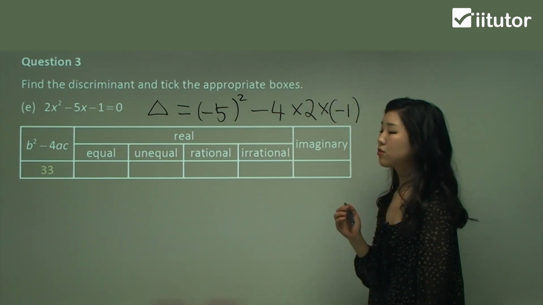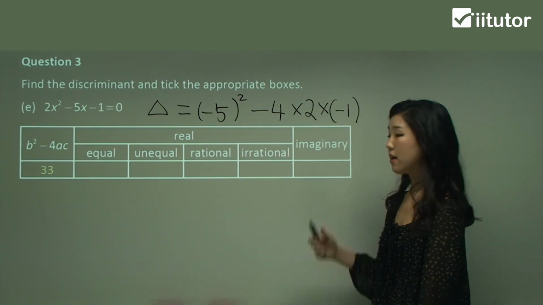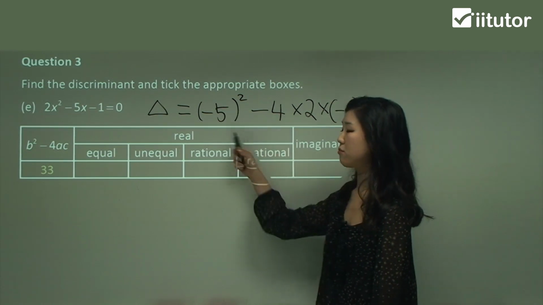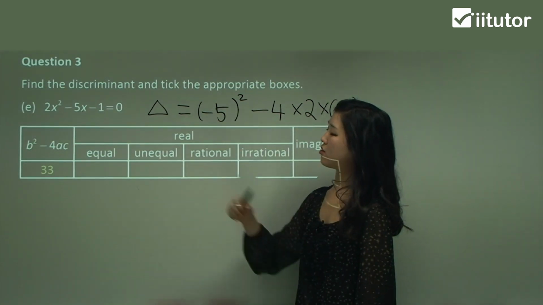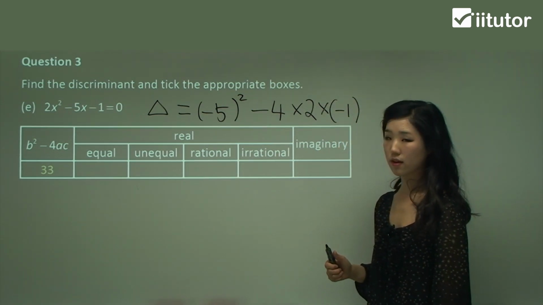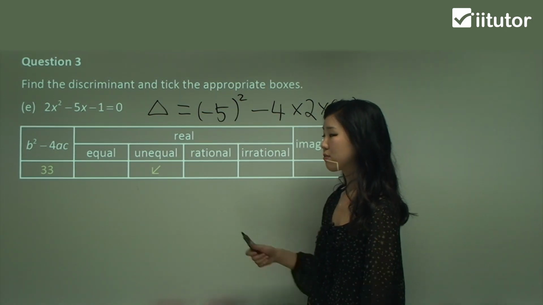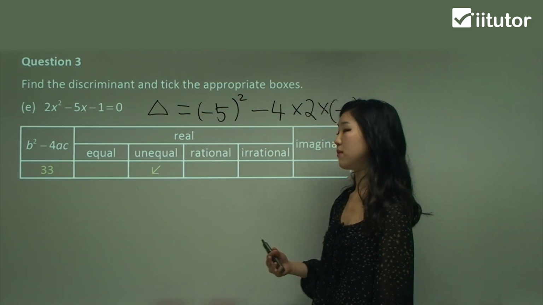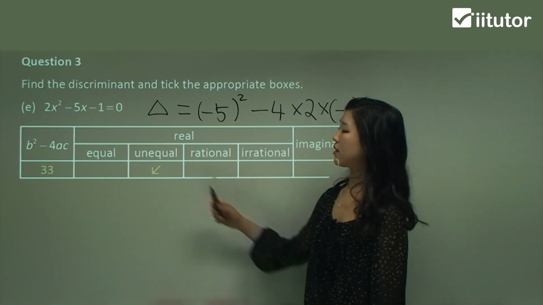Okay. Now square root of 33. Because 33 is not a negative number, it will not be imaginary, but it will be real. Okay, so it's going to be a real root, and we're going to choose out of these columns. Root 33 is firstly going to be unequal, because negative b plus root 33 is different to negative b minus root 33. Okay, so it's going to be unequal.